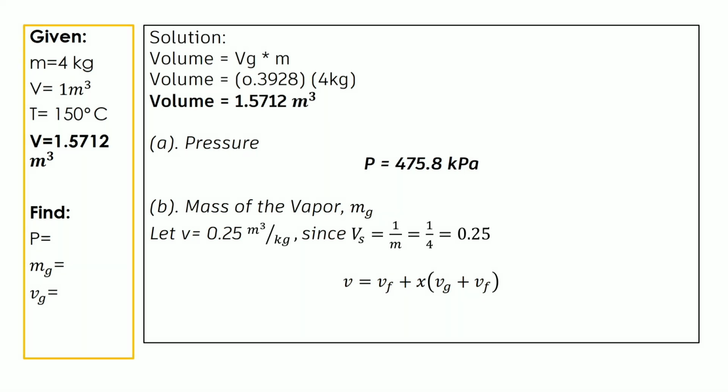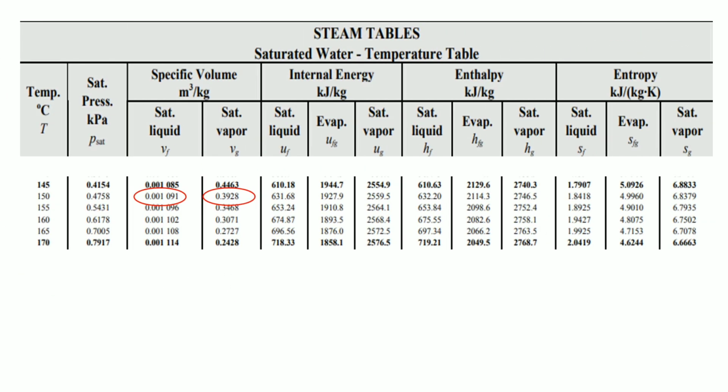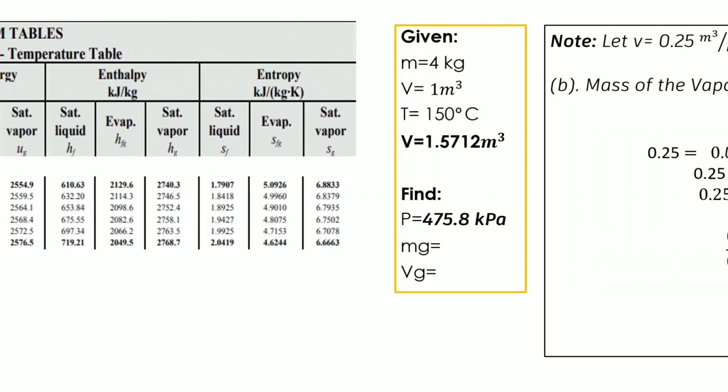And we need to go back to our steam table because we need to locate our saturated liquid, which is needed here in our equation. We need a saturated liquid, saturated vapor. So we need to locate our saturated liquid in the steam table. Here it is shown and encircled, 0.00109. So after getting our saturated liquid, we need to plug in all the given values to our formula.